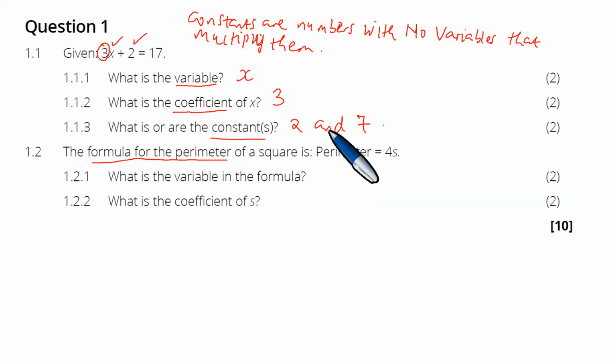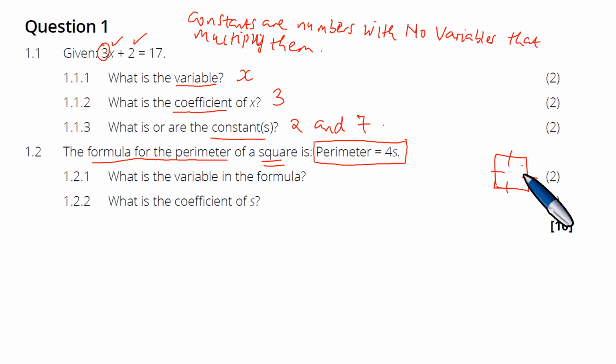The examiner was very kind and very generous. And he said, the perimeter is 4s. The perimeter is what? It's 4s. So in other words, the formula for the perimeter of a square is 4s. If you have a square, what is a square? What do you think a square is? It's a quadrilateral with all sides equal.